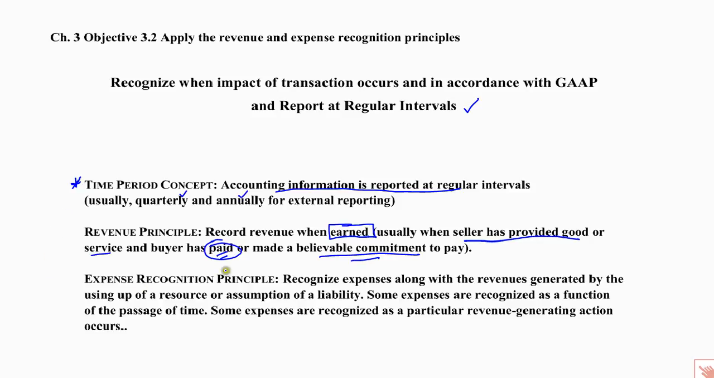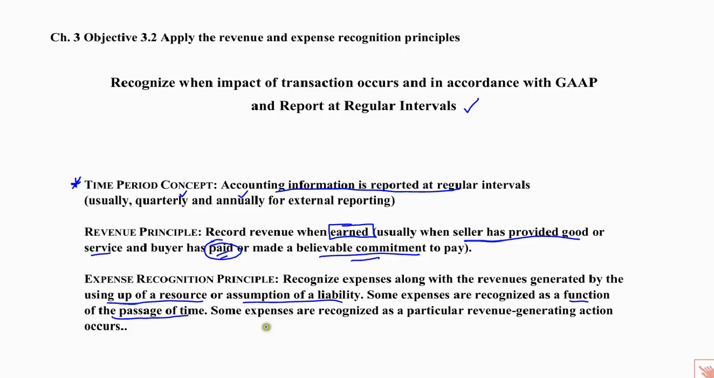For expense recognition, we're going to recognize expense along with the revenues generated by either the using up of a resource or assumption of a liability. Now, some of the expenses we're going to see are recognized simply as a function of the passage of time. So, for example, if you have a retail store and you pay rent, it does not matter whether or not a customer bought anything in that month. You're still going to have rent expense. So, rent expense is something that is typically a function of passage of time.